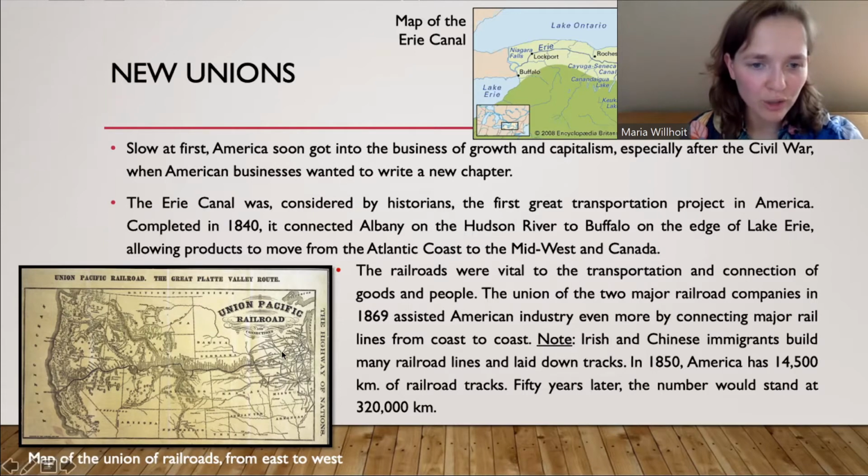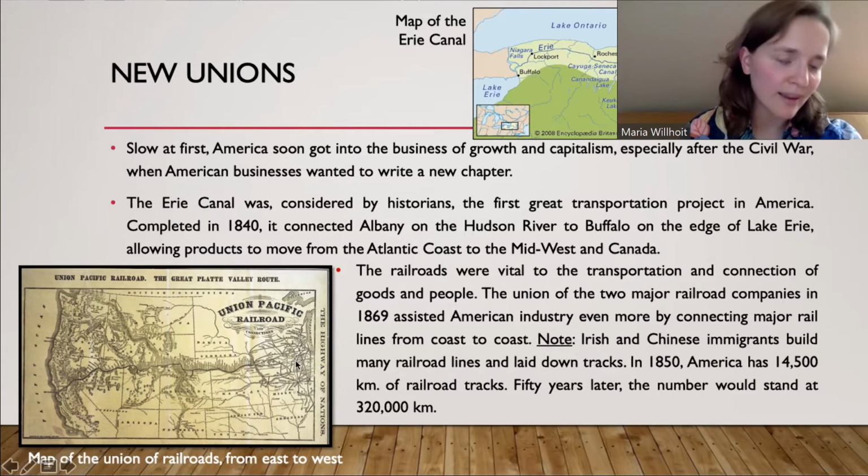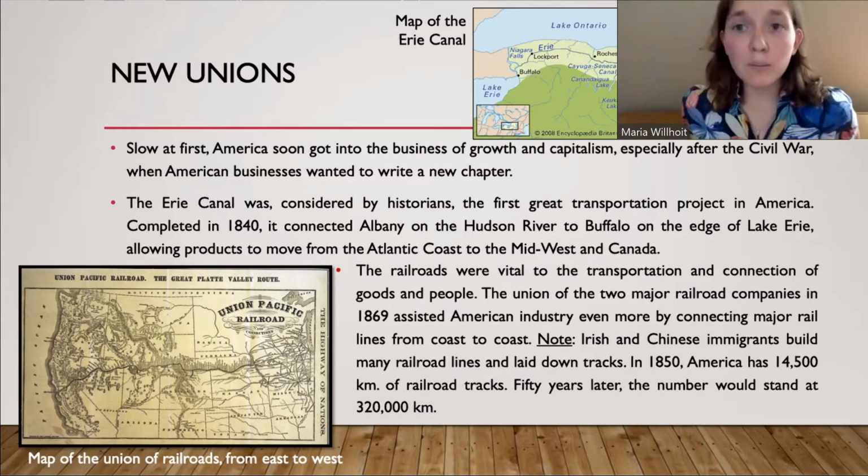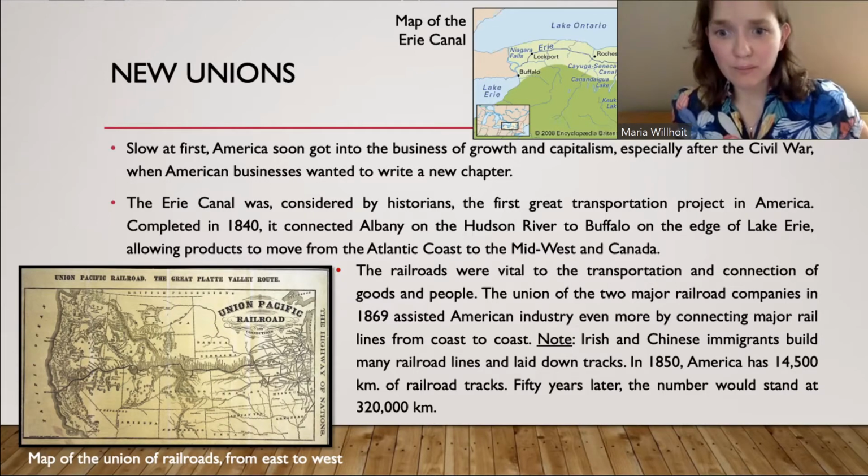These are all the major railroad lines. They're going from the East Coast to the Midwest. And so now you have this other railroad line that connects the East Coast to the West Coast. So this just makes it easier to transport goods, but also for immigrants and Americans to settle.